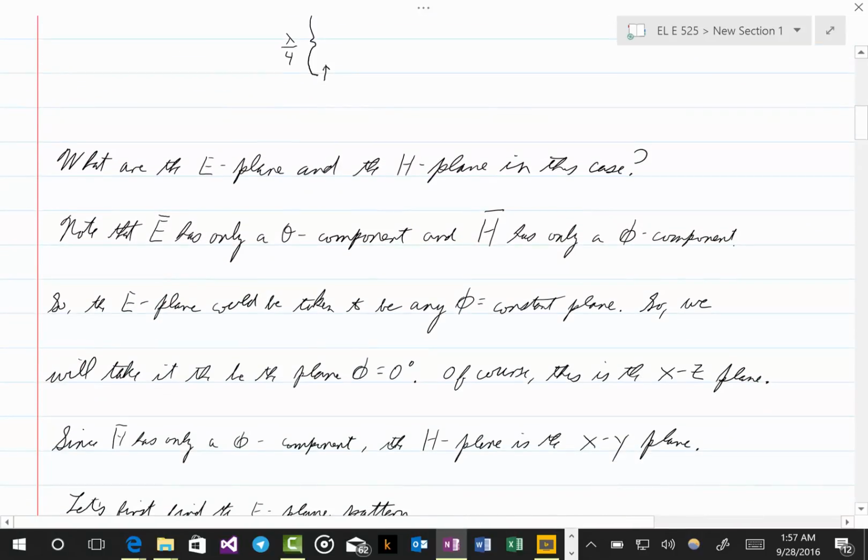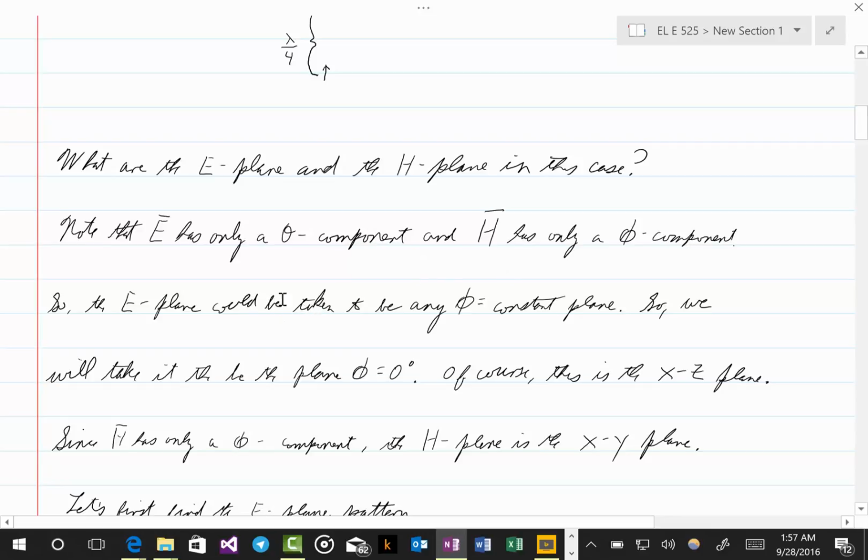So that is summarized here. Just to read it, note that E has only a theta component. As I said, that is the far field E, not the near field. The far field E will not have an R component, but for the near field, E could have an R component and a theta component. But in the far field, E has only a theta component, and H has only a phi component.